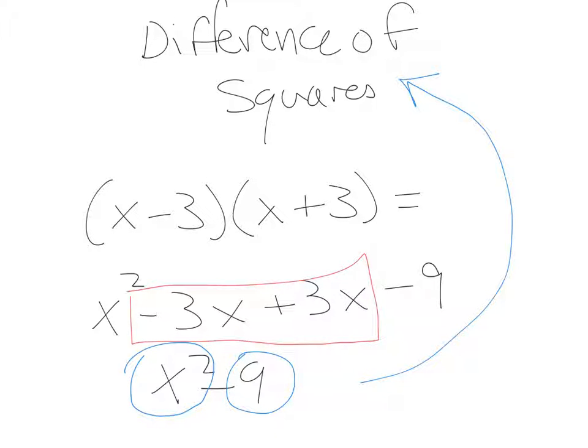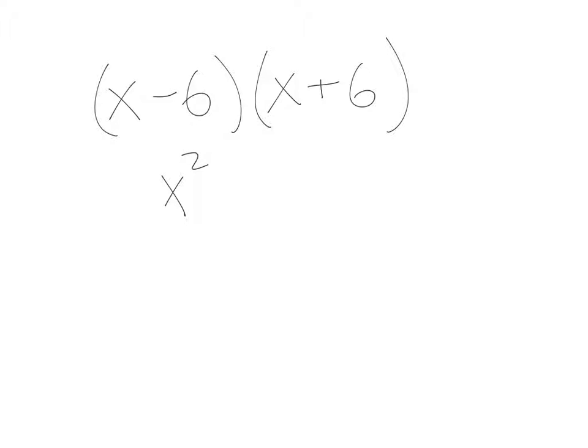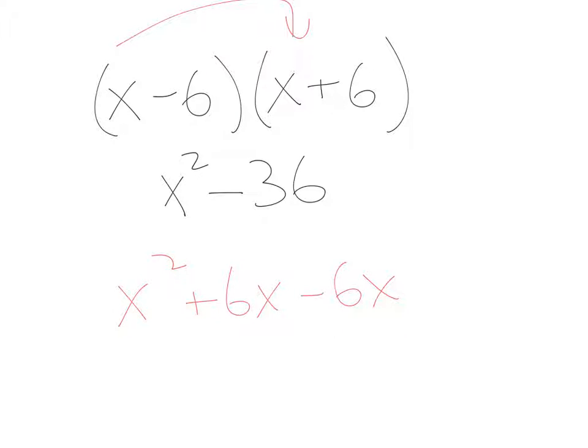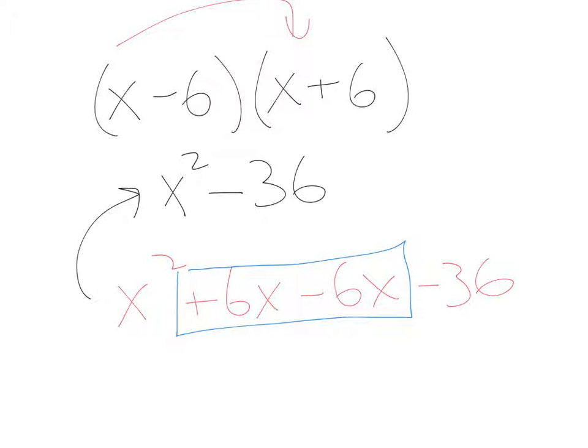Notice that x squared is just this part of the binomial squared, and 9 is just this part of the binomial squared. With that in mind, if we were to look at the problem x minus 6 times x plus 6, we might anticipate that the final result is going to be x squared minus 36, squaring x and squaring 6. And in fact, if we do FOIL, x times x is x squared, x times 6 is positive 6x, x times negative 6 is negative 6x, 6 times negative 6 is negative 36. Notice again, we've got this going on in the middle where we have these opposite terms that cancel out, and if we simplify, we do in fact get x squared minus 36.